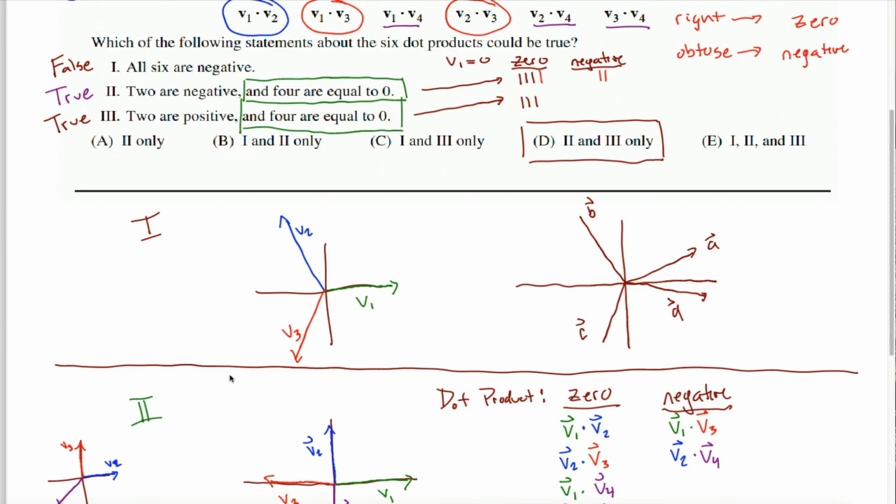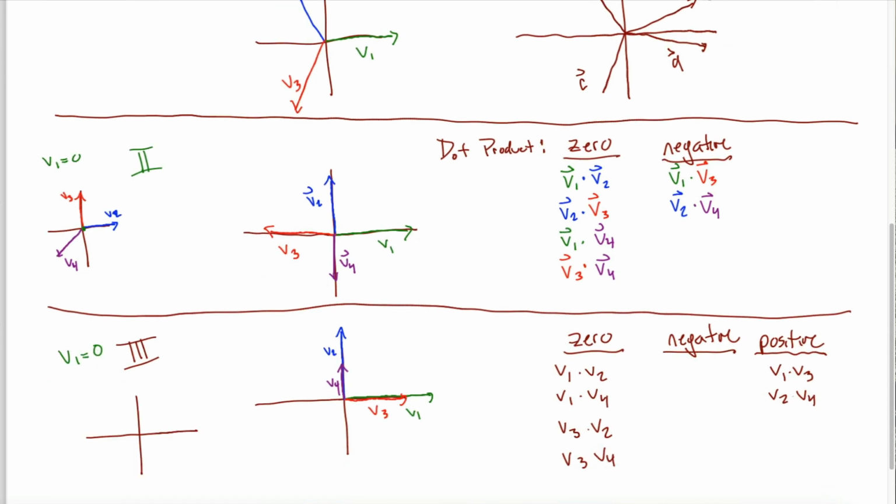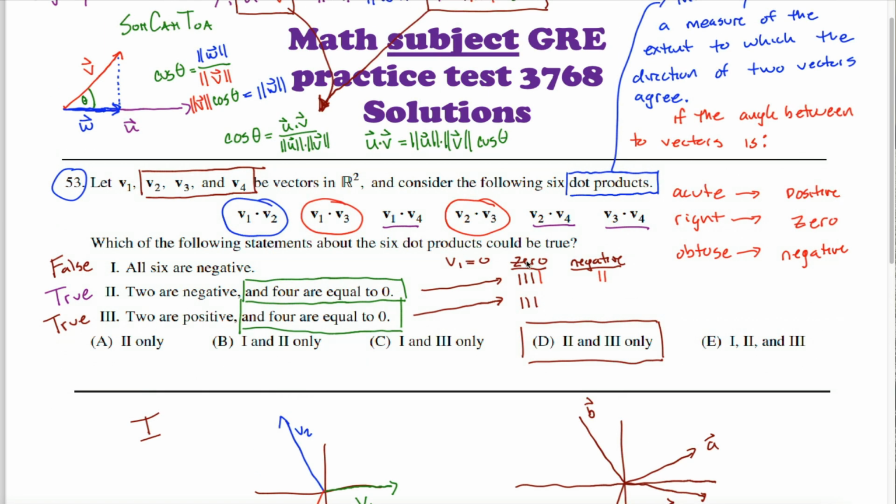Same thing for statement 3, letting v1 be the 0 vector again, and throwing v2 and v3 on the positive x and y axes respectively. This gives us 3 zero dot products. Here's our fourth zero dot product. We need 2 positive dot products, so just draw v4 so that the angles between v2 and v4 and v3 and v4 are both acute. That gives us the 4 zero dot products and the 2 positive dot products that we're looking for in case 3.